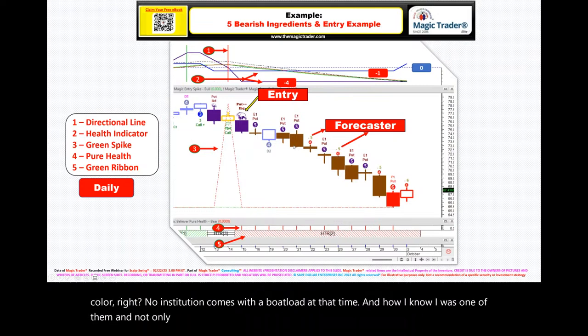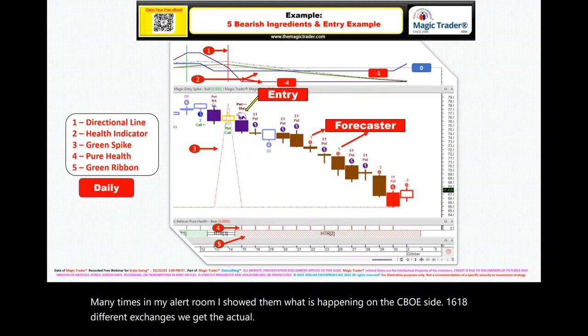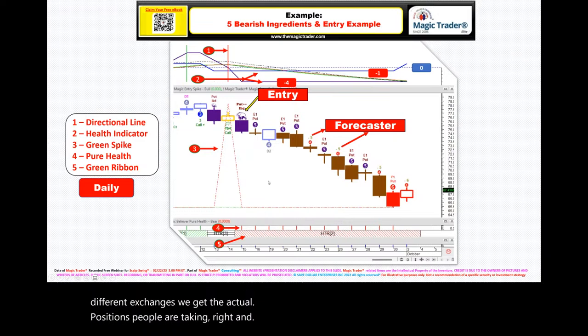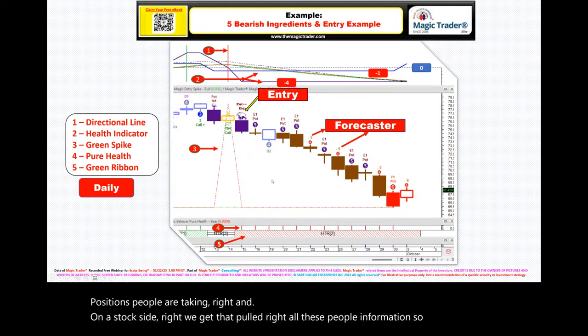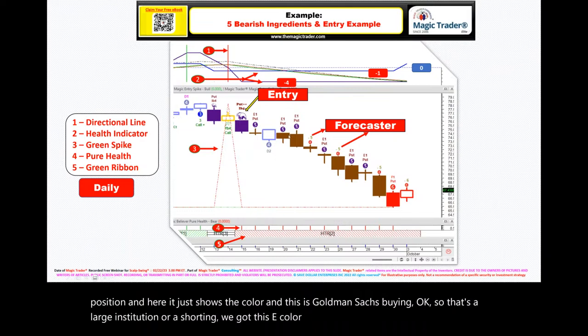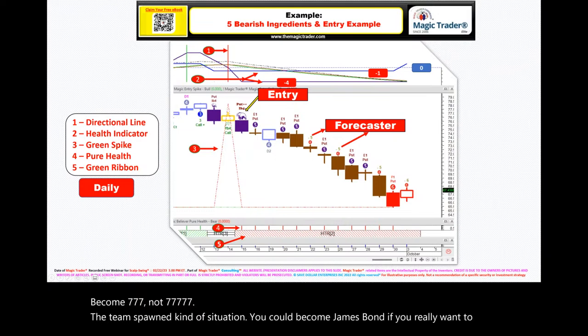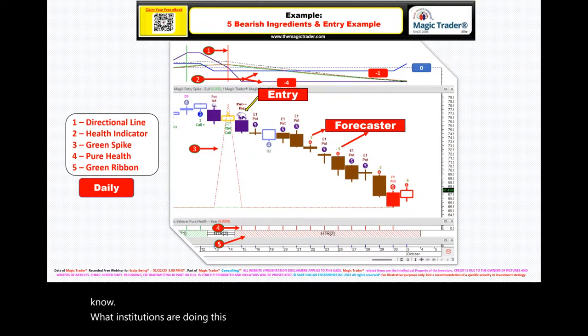Not only that, many times in my alert room I showed them what is happening on the CBOE side, across 16, 18 different exchanges. We get the actual positions people are taking, right? And on the stock side we got dark pool information. So they take the position, and here it just shows the color. Then okay, this is Goldman Sachs buying, so that's a large institution, or is shorting. So we got this color candle, right? There is a way to become 007, James Bond kind of situation. You could become James Bond if you really want to know what institutions are doing. This software has all the capability.